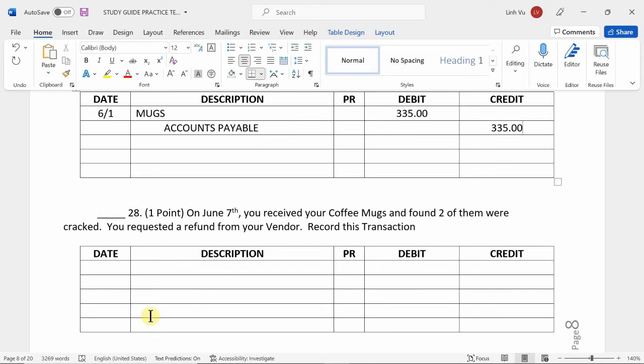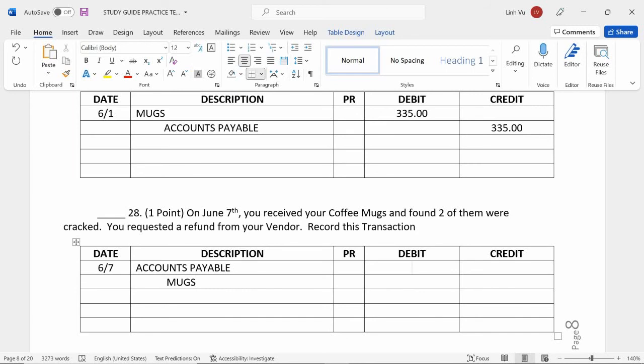So if on June 7th, you found that you had a bunch of cracked mugs in your shipment, how do you record the refund to your vendor? Accounts payable and mugs. Good. In this case, I never made a payment for this purchase, so I'm going to decrease the amount that I owe, and it's going to be taken out directly from my inventory because that's where I placed it.